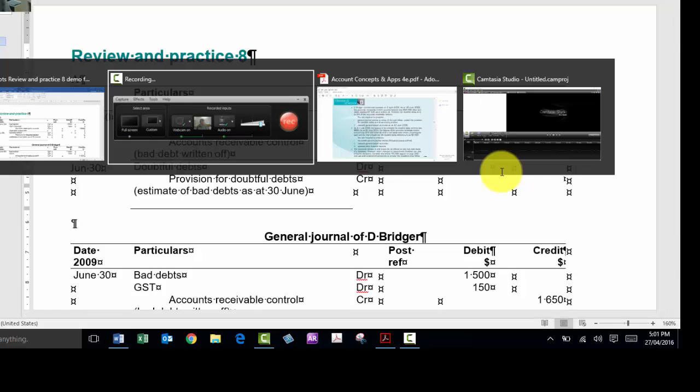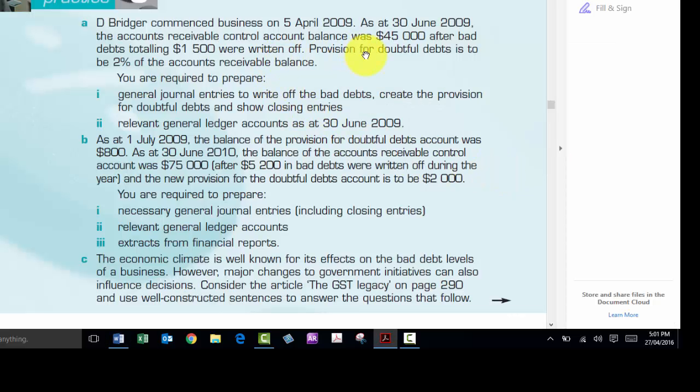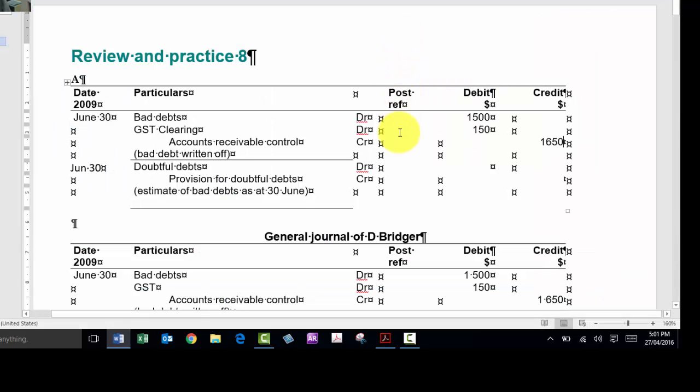In the second part, we have to provide a new provision for doubtful debts, which is to be calculated 2% of $45,000, which is $900. The entry that we make is as follows. We're going to have $900 doubtful debt, which is an expense, and we're going to have this new account called provision for doubtful debts, which is a credit to that account. And I'll show you later how that looks in the balance sheet.